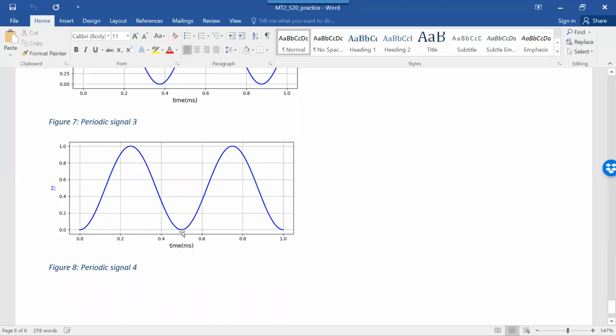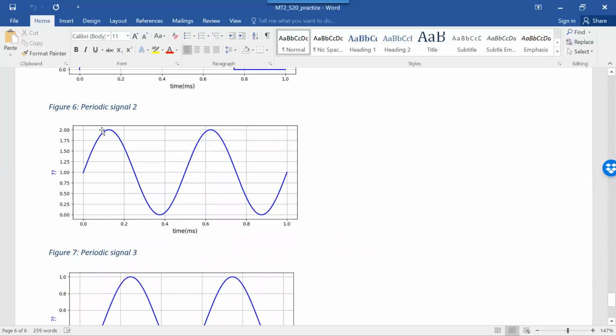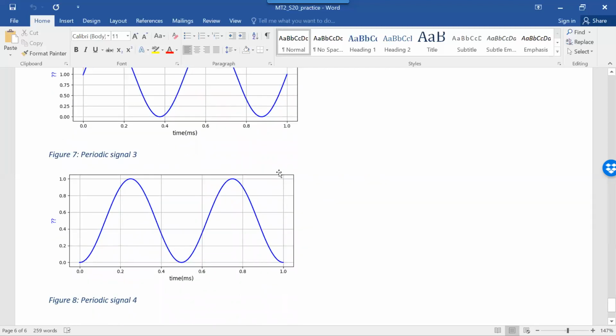So the peak to peak is 1. That means the amplitude is 0.5. Here, the peak to peak is 2. That means the amplitude is 1. And then you can see that it's all going around 1. So the DC offset is 1.